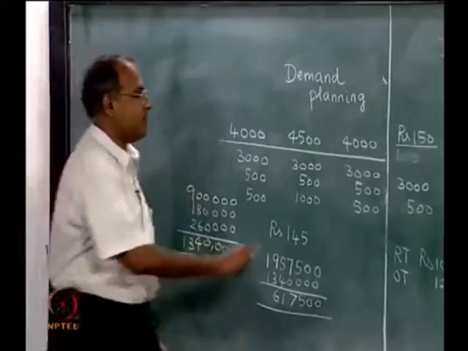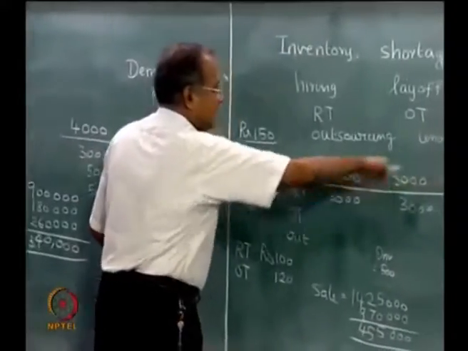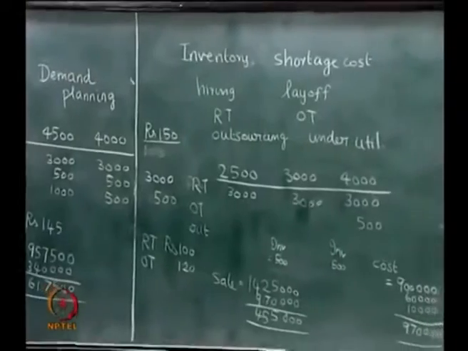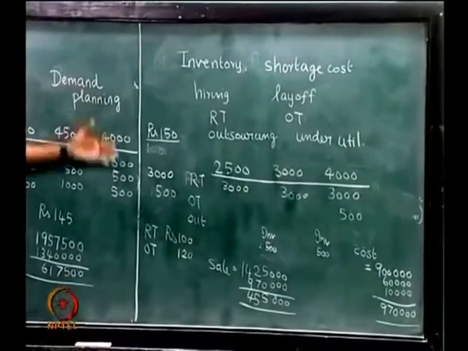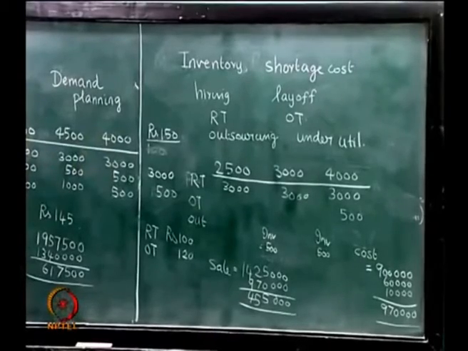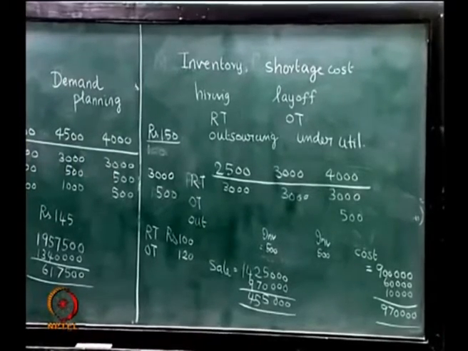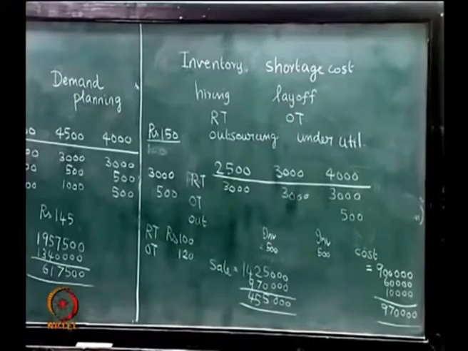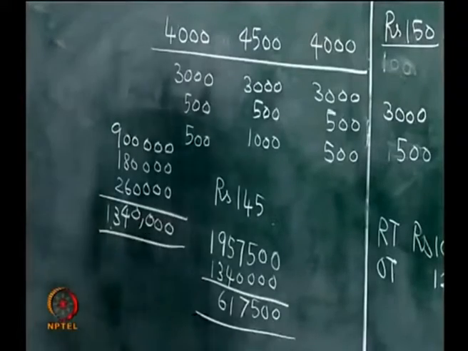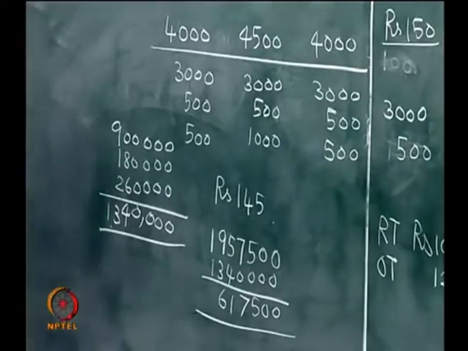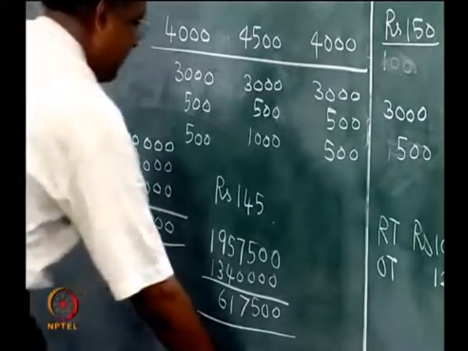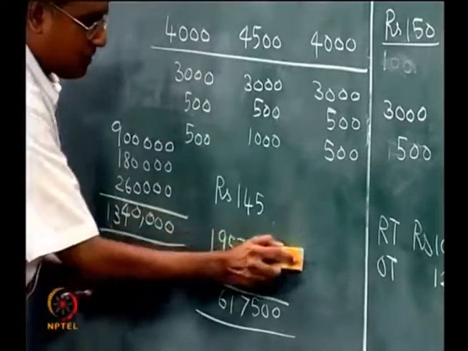But on the other hand, if the total demand is near about 9,500, say 10,000 is the total demand instead of 12,500. So, the total revenue will be 12,500 into 145, let me do that, which is 1,812,500. So, this is 1,812,500.